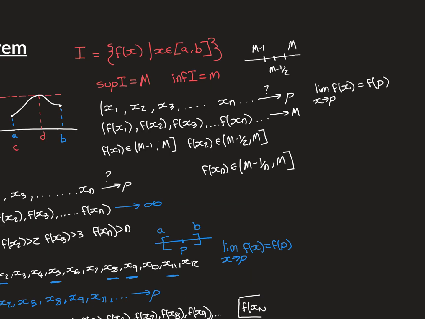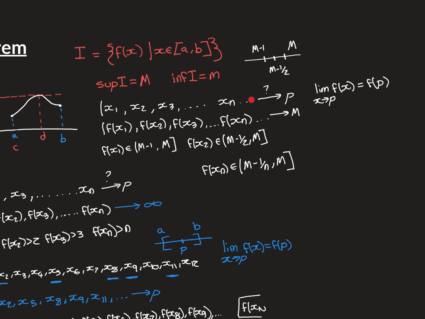If I could conclude that this domain sequence converges to some value p inside the domain, and I've put a question mark there because I'm not actually going to be able to conclude this, then we'd be done, because we know the function is continuous everywhere on the domain, so it's continuous at the point p, meaning that the limit as x approaches p of f of x is going to equal f of p.